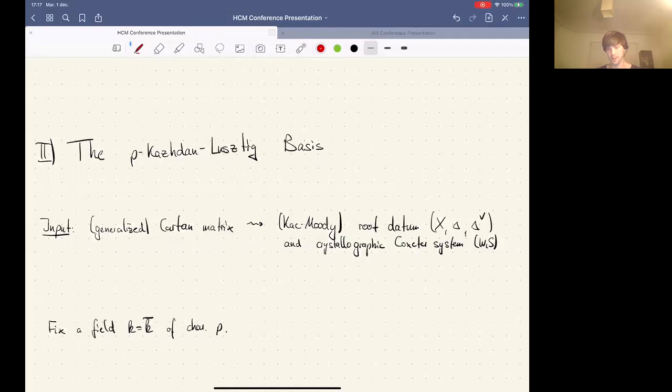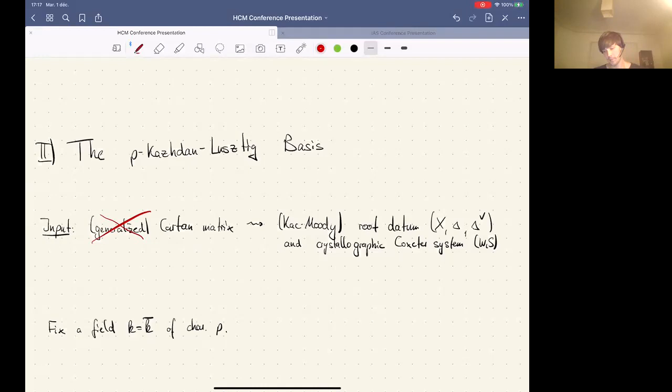How this works is not precisely relevant for this talk. This works in full generality, but in this talk we restrict to the case of having a Cartan matrix. So we'll be in the case where our crystallographic Coxeter system will actually be a Weyl group viewed as a Coxeter group, and our root datum will be a classical root datum. Okay, and we'll also fix an algebraically closed field of characteristic p, where for now I don't suppose that the characteristic is necessarily positive.